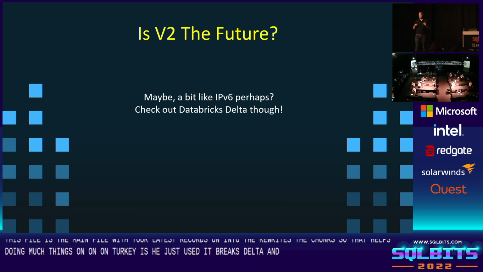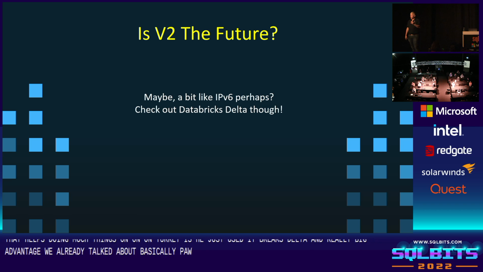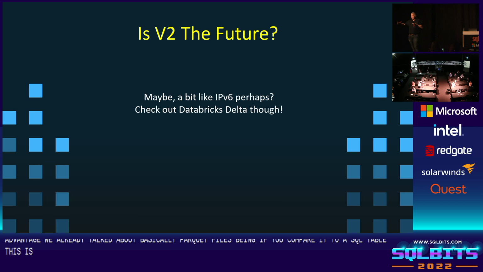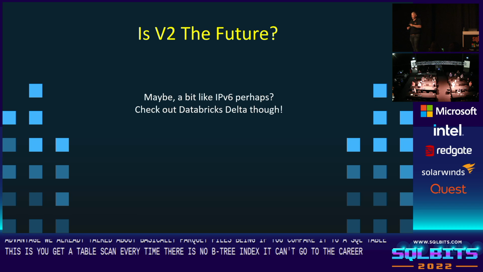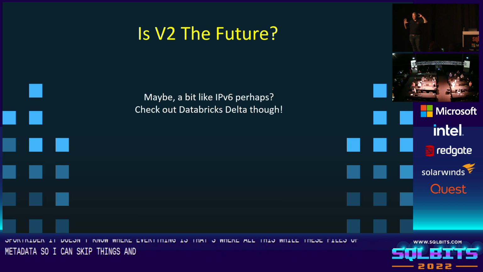And a really big advantage, we already talked about basically Parquet files being, if you compare it to a SQL table, you get a table scan every time. There is no B-tree index. It can't go to the correct spot right away. It doesn't know where everything is. That's why all these files have metadata, so it can skip things, and you get basically a really fancy table scan because it knows how to skip things.